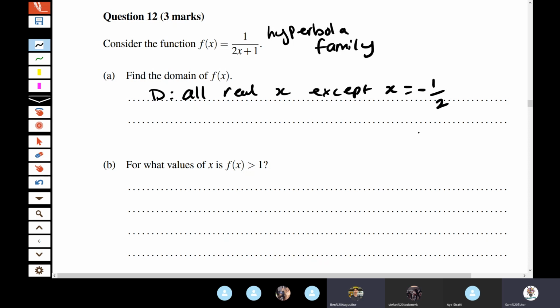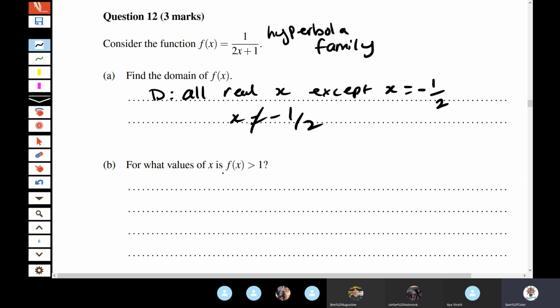Very important. See that lost you a mark. You don't want to do that. Yeah, I was rushing. My bad. All real x except x equals negative half. So it can be everything. It just can't be negative half because the bottom will give you 0. So that's not good. All right.